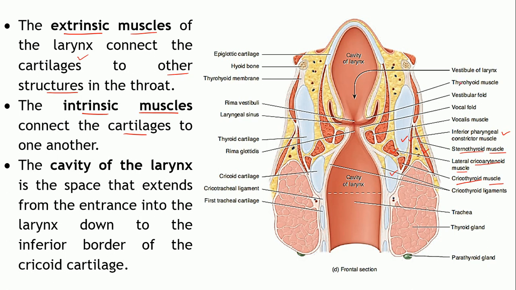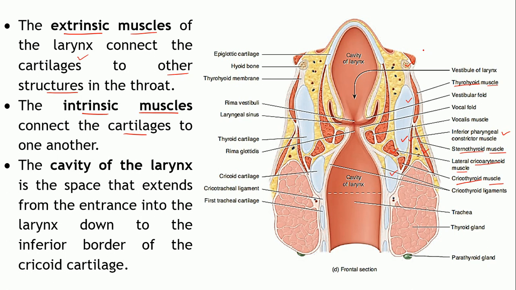This one is thyrohyoid muscle. So it is connecting the thyroid cartilage with the hyoid bone. So obviously this is an extrinsic type of muscle. Okay, so these are the different types of muscles which are either connecting the different types of cartilages, these are known as intrinsic muscles, or they may be associating these cartilages with the other structures which are present within the throat, which are known as the extrinsic muscles.